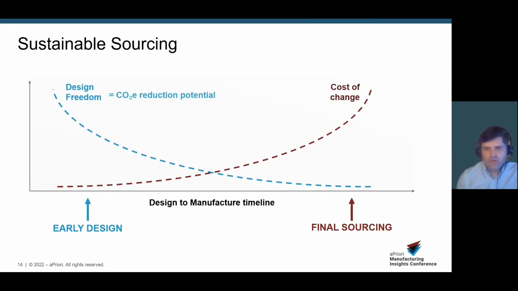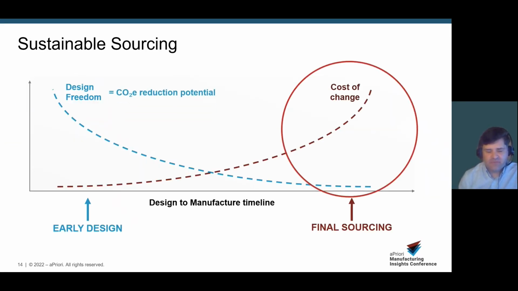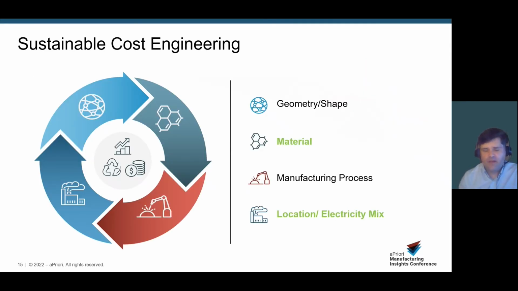And we're going to go through those different examples. For this first example, we're going to start with an example with final sourcing. So a little bit later in this design cycle, here are the four levers we talked about before. For this example, we're going to focus on material and location and energy mix.